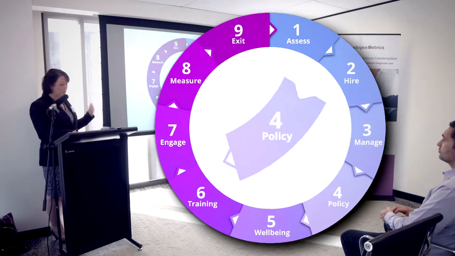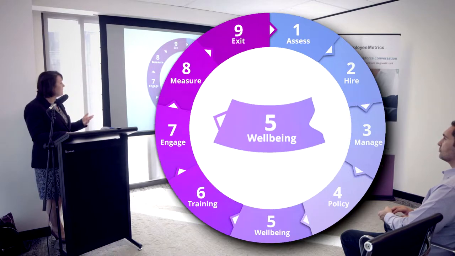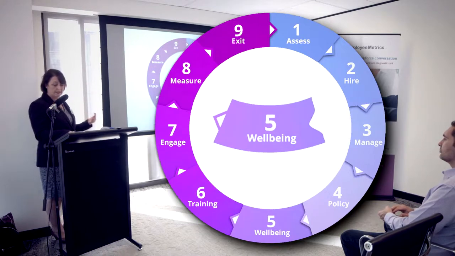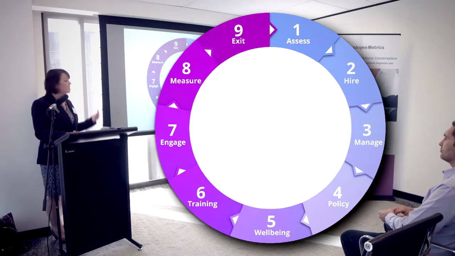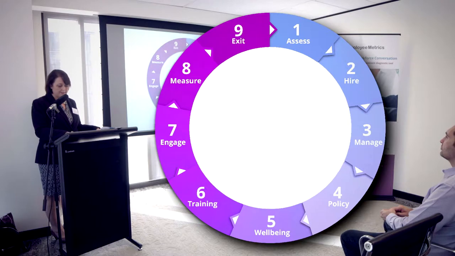Policy, this is how you protect your employees, but also your business, from having the legally compliant policies that you do need in a business. Well-being, are you meeting your workplace health and safety requirements? Training, how you can actually reduce your risk in the business by effectively training your people. Simple as appropriate workplace behaviour training rolled across the business will reduce your risk.